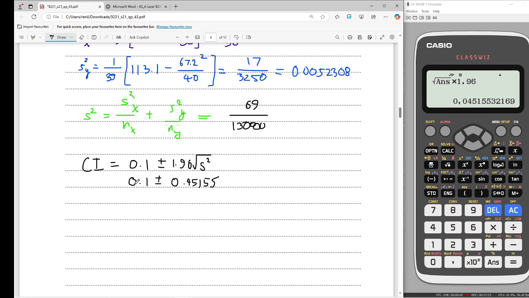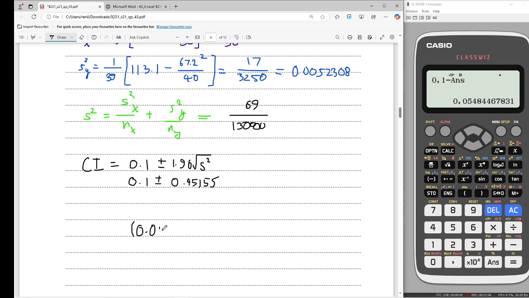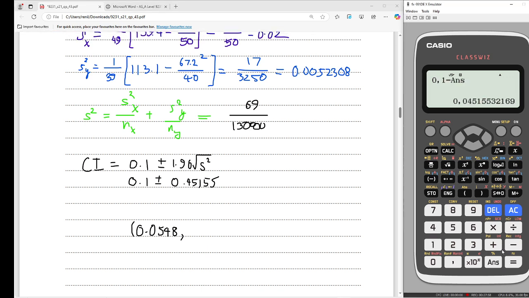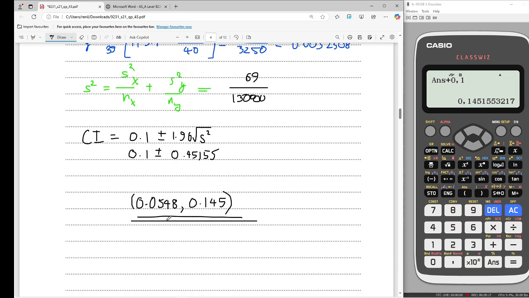So we put it to 0.45155. Okay, so when you do 0.1 plus or minus, which operation do we do first to find the confidence interval? We need to first do the minus operation, and when you do the minus operation first, we get the first value of our interval, which is 0.1 minus this, which is 0.0548 to three significant figures, 0.0548, comma, and to get the other value we can just do this. Then we add that with 0.1 plus 0.45155, which is equal to 0.145. So let's put this here, and there you go. That's our answer right there. That's the confidence interval for the two sample test.